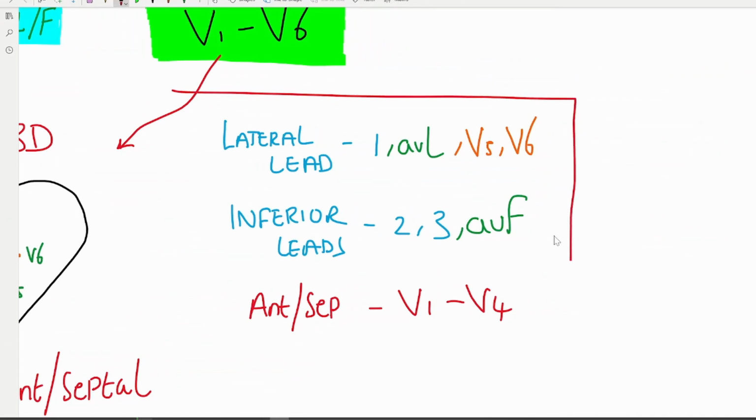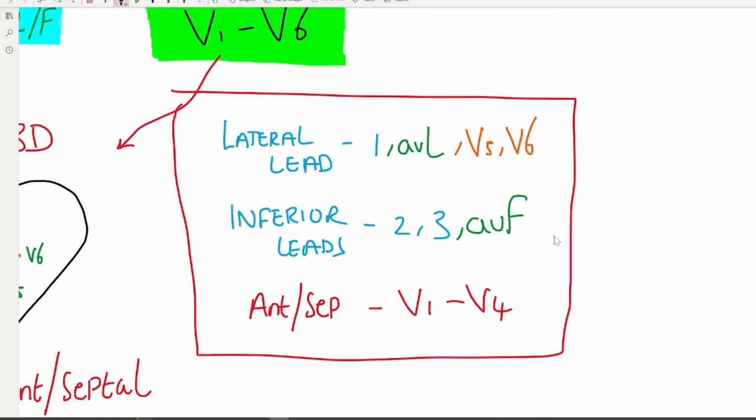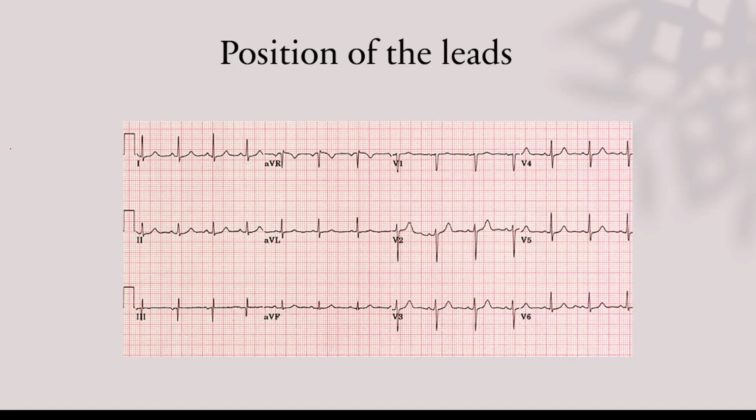Alright, so there we have it. We have our lateral, inferior, and anterior septal leads. These are all the directions you guys need to know. Alright, lateral, inferior, and anterior septal. So now, let's actually put this back into our ECG and see if we have understood. Alright, so now let's start off by filling in our lateral leads. Okay, lateral leads. So what did we say are the lateral leads?